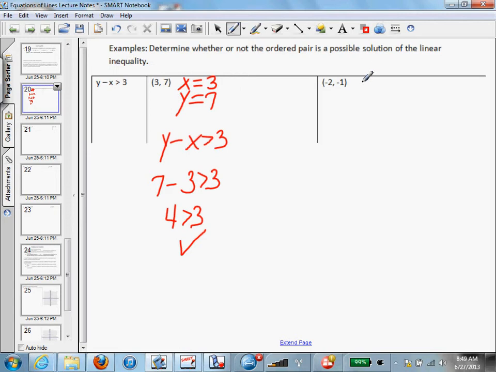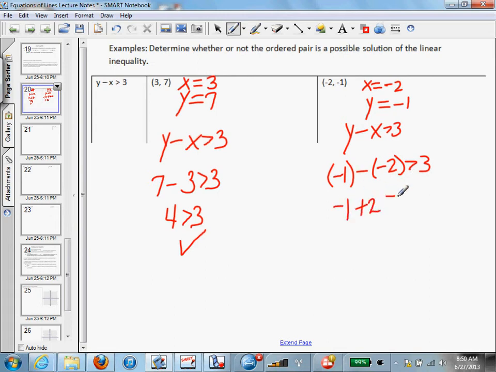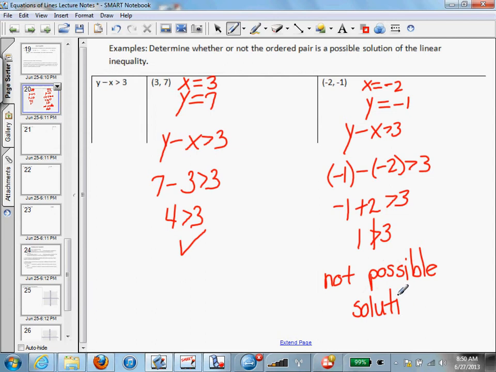Now if we take a look at negative 2, negative 1, that means x is negative 2 and y is negative 1. Taking our equation, y minus x is greater than 3, let's plug negative 1 in for y, minus a negative 2 in for x, greater than 3. So if we simplify, we have negative 1 plus 2, because of these two minus signs, greater than 3. If we simplify even further, 1 is greater than 3. And is that a true statement? That is not. So that is not a possible solution. That made the inequality false.